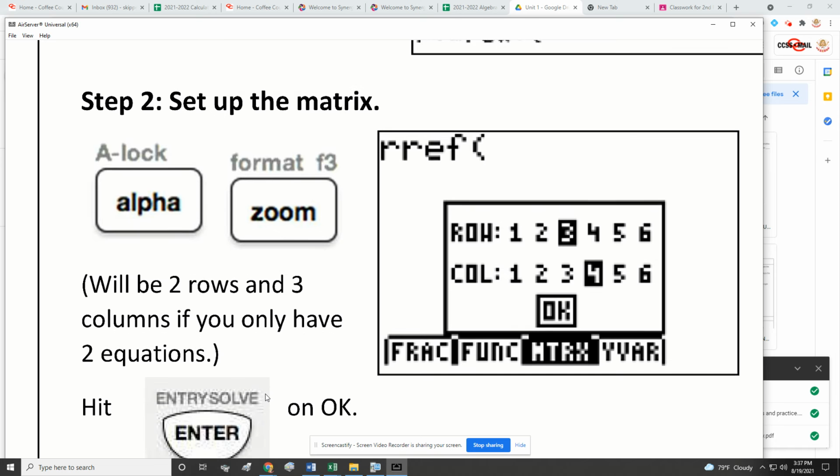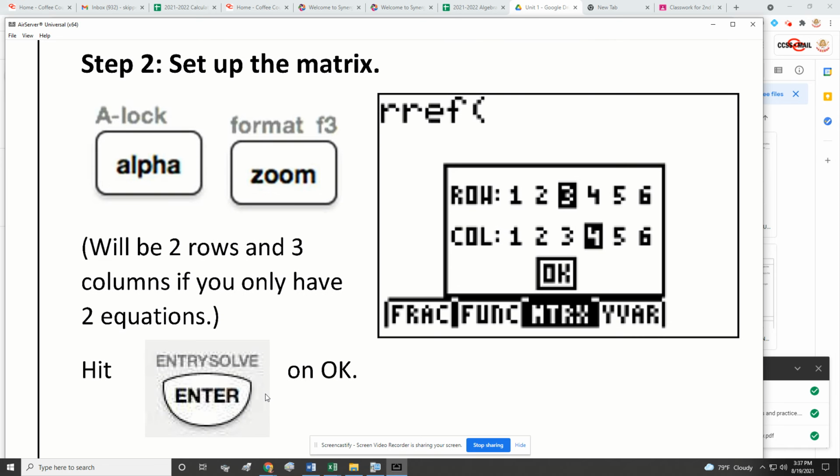All right, then we're going to set up the matrix. Now this one is a bigger one. There's 3 rows and 4 columns. So click those buttons to set up the matrix. And you can look at your own sheet of paper also. You should have this on your sheet of paper.